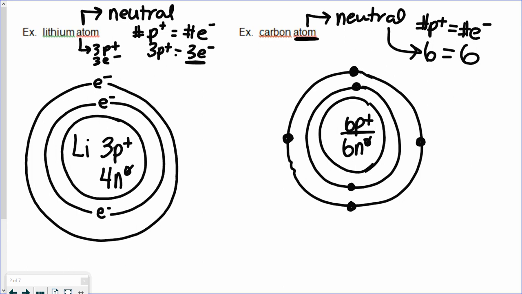So it has 6 protons, 6 neutrons. It actually has 6 electrons, and that's a carbon atom.